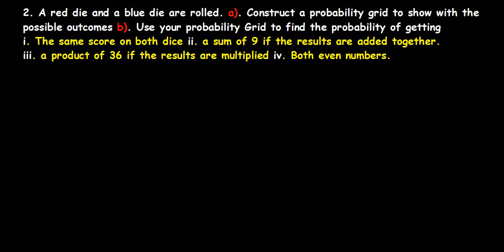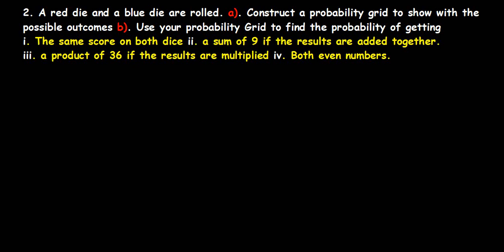In this video, we are going to solve this question using a probability grid. The question reads, a red die and a blue die are rolled. Construct a probability grid to show the possible outcomes.